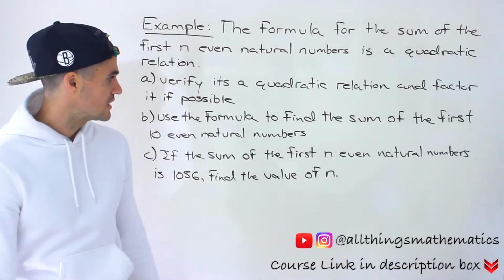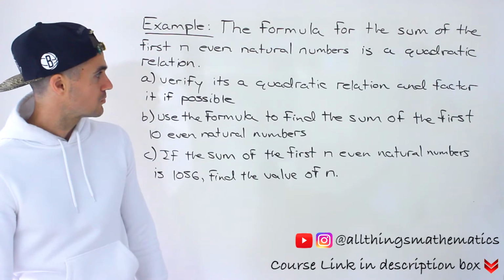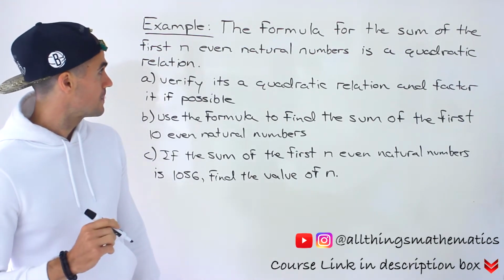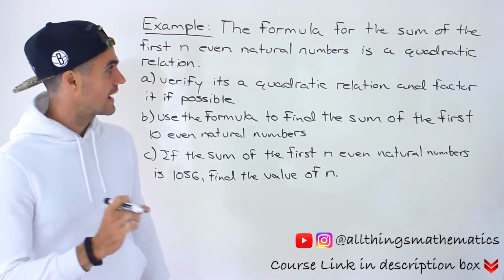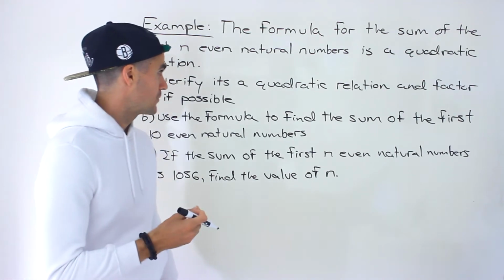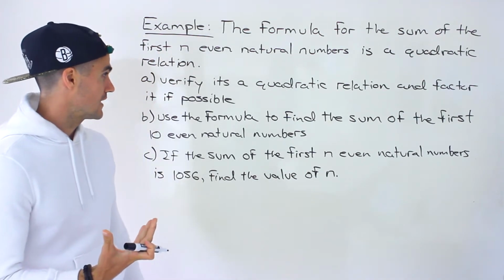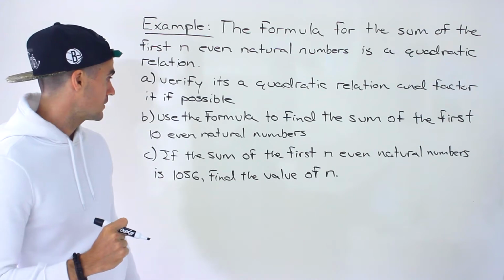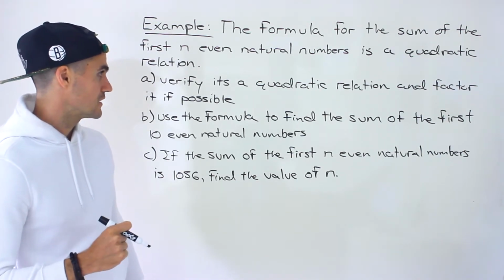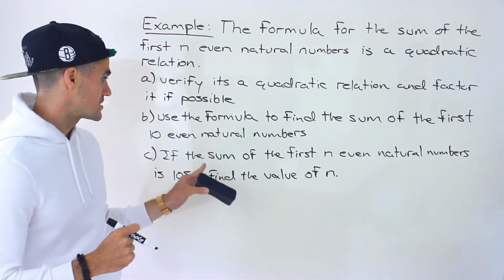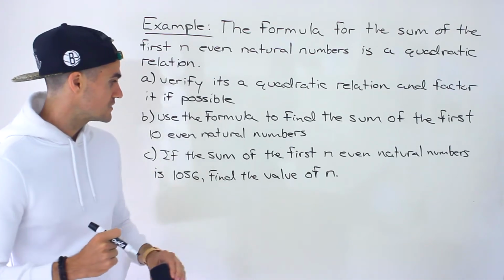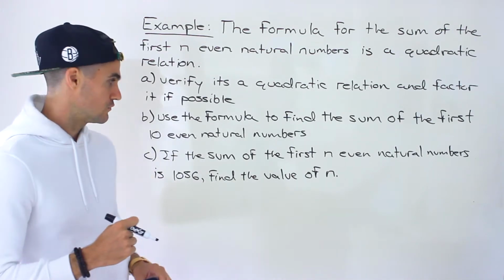Patrick here. Moving on to the next question, the next word problem, still dealing with quadratic equations. So we're told the formula for the sum of the first n even natural numbers is a quadratic relation. And in part A, we have to verify it's a quadratic relation and then factor it if possible. Then in part B, we have to use the formula to find the sum of the first 10 even natural numbers. And then in part C, if the sum of the first n even natural numbers is 1056, we have to find the value of n.